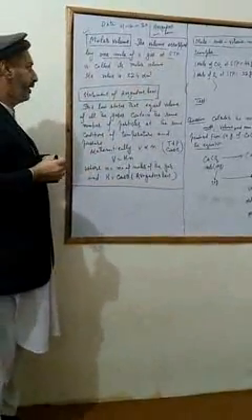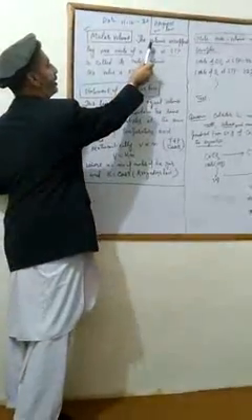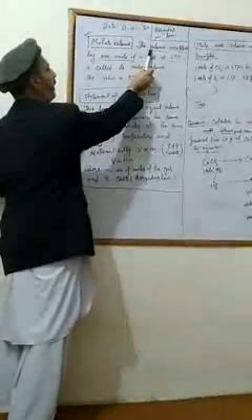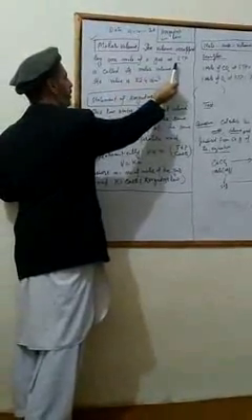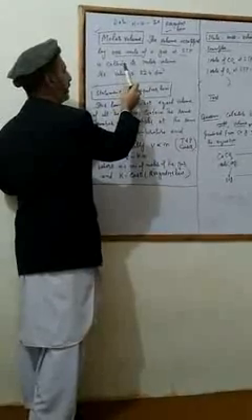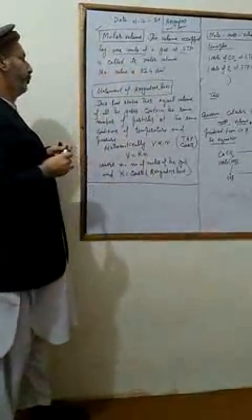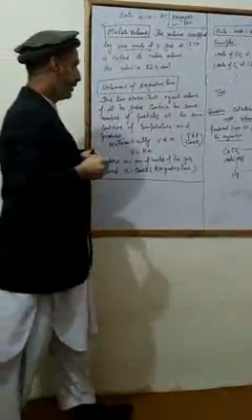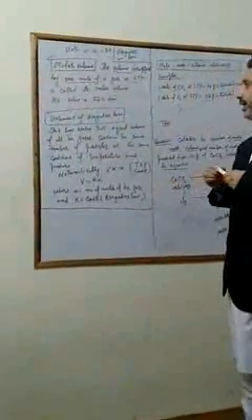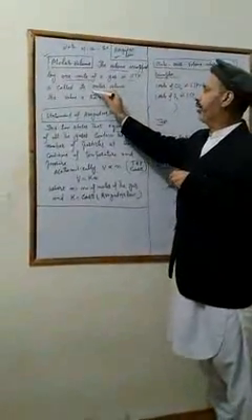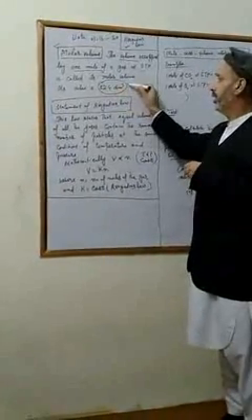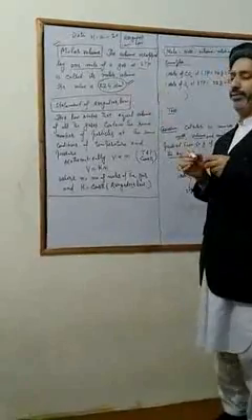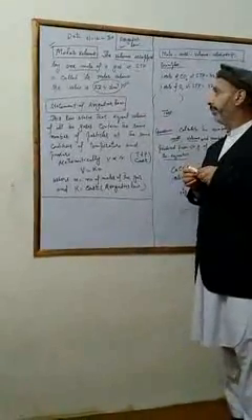STP means standard temperature and pressure. That is the volume which is occupied by 1 mole of a gas at standard temperature and pressure is called its molar volume. And remember, this molar volume is a constant quantity. Its value is 22.4 dm cube per each and every gas.